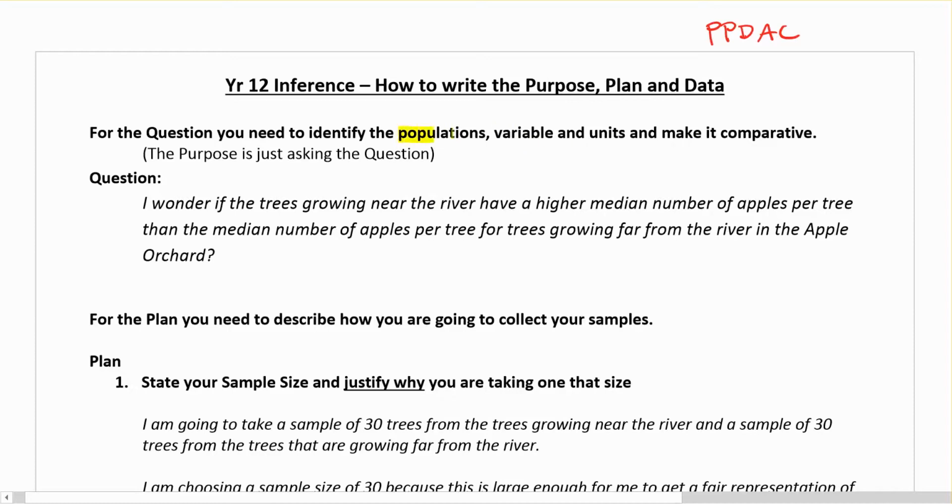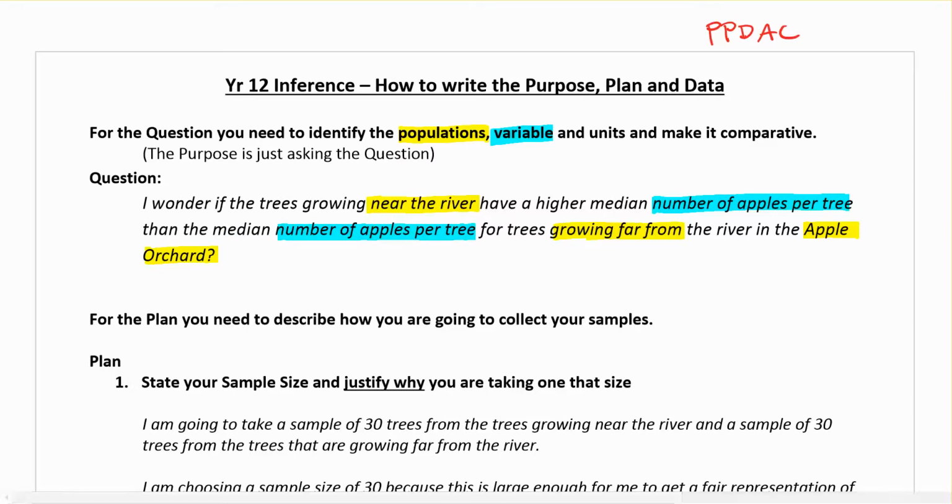So as we go through our populations, I wonder if the trees growing near the river have a higher median number of apples per tree than the number of apples per tree for trees growing far from the river. Those are kind of the groups for us, and this is in the apple orchards. We need to be specific about those two different populations and where they're from. Next thing that we would look at might be the variable here, just to clarify what that is. Our variable here is the number of apples per tree, and again, the median number of apples per tree.